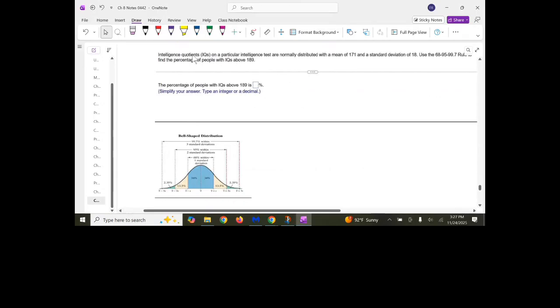Okay, so again, here's another one, y'all. Intelligence quotients. So this is the IQ test. Look what they're telling me. The average is 171 right here. Standard deviation is 18. We want to find the percentage of people who have an IQ above 189. Remember above, y'all? That means more.